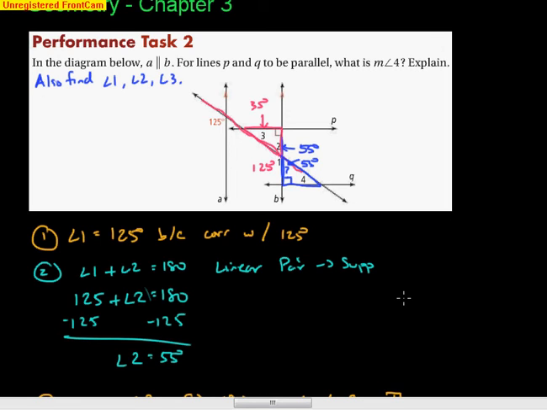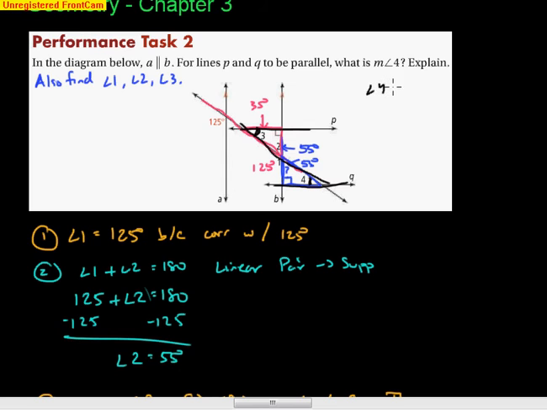Now I want to show you an alternate solution here. Once I've found the measure of angle 3, let's take a look here. I'm going to use black. So here's angle 3 right there. Here's angle 4 right there. Look at those angles. Here's P, here's Q, and there's your transversal. Look at angle 3 and angle 4. They are alternate interior angles.